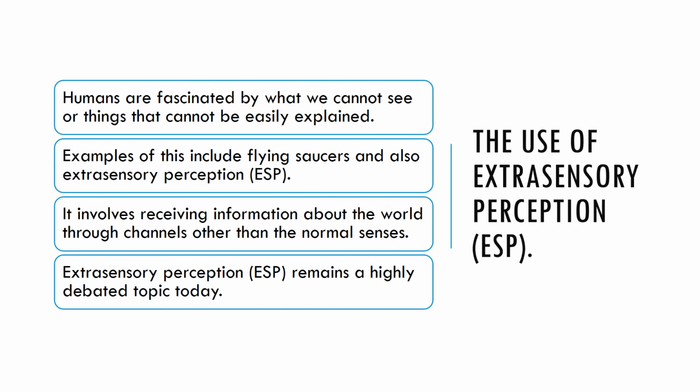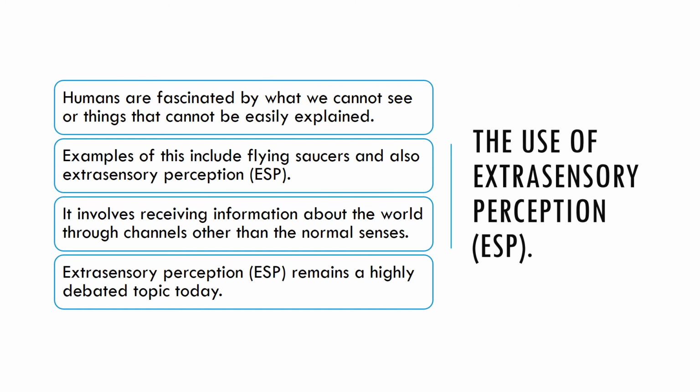The use of extrasensory perception, or ESP. Humans are fascinated by what we cannot see or things that cannot be easily explained. Some examples of this could be flying saucers or UFOs, and also extrasensory perception. Many people believe that extrasensory perceptions are real because they have had some type of personal experience with them. I'm going to give you an example of it on the next slide.